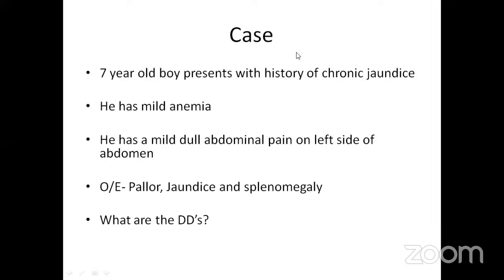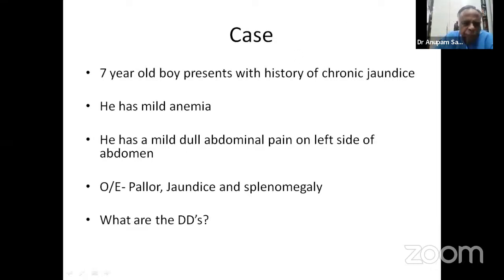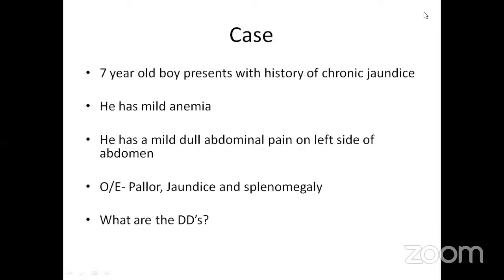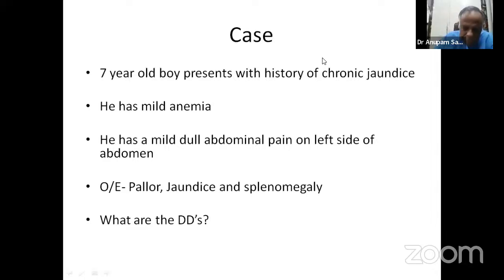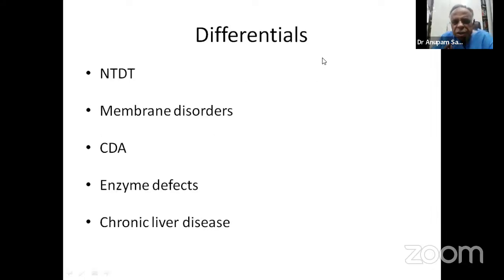Okay, fine. So the differentials are hemolytic anemia, extravascular hemolysis. So one is non-transfusion dependent thalassemia, as you say, in hemolytic anemia, membrane defects, CDA, enzymatic defects, and chronic liver disease. These are some of the conditions. Although with the indirect hyperbilirubinemia, chances of chronic liver disease goes down.